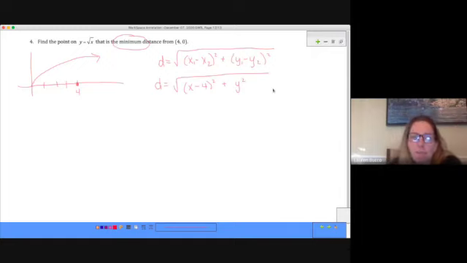It's an ugly looking one. We're still in 2 variables. We're probably going to have to do some chain rule possibly. We'll talk about how we could avoid chain rule. I've got to get it down to 1 variable.